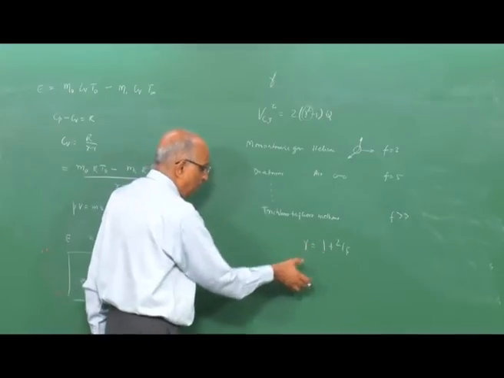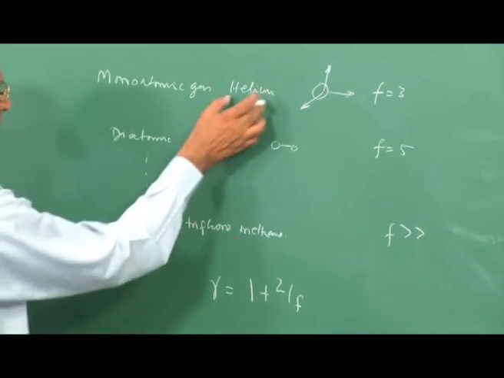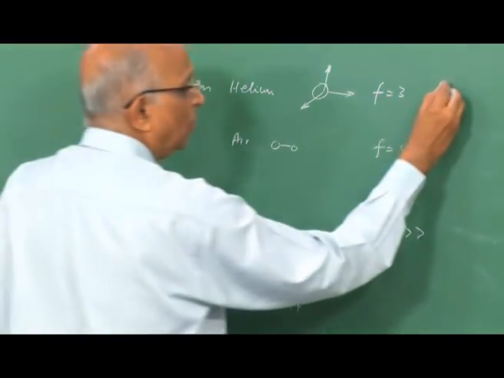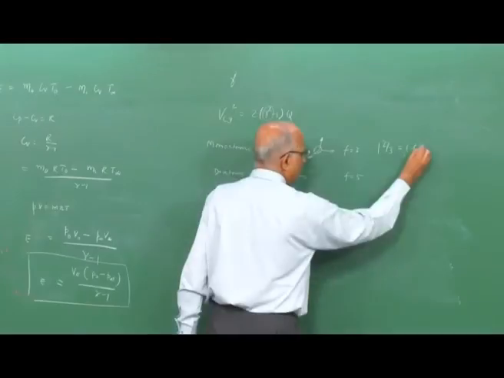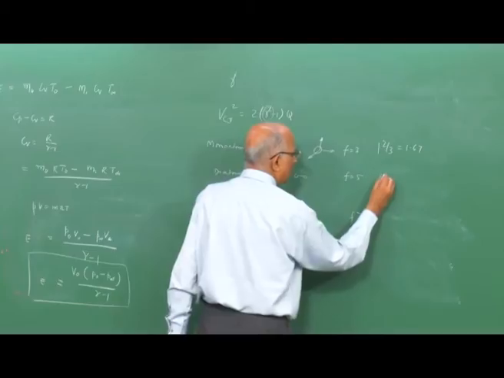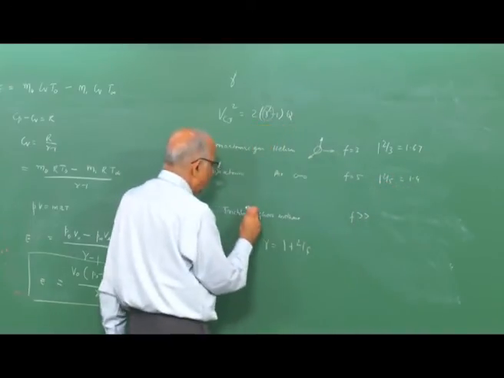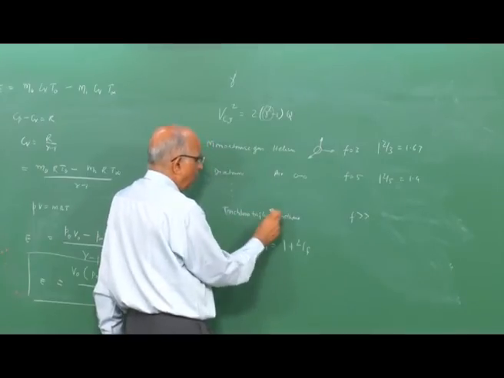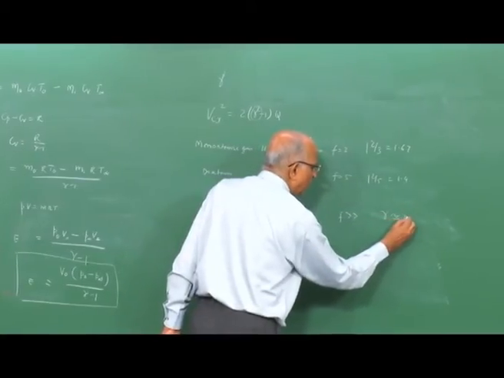This comes from the kinetic theory of gases, and therefore you find that for monatomic gases such as helium, which has a degree of freedom of 3, the value of gamma is 5 by 3, which is equal to 1.67. For a diatomic gas, it is 7 by 5, which is equal to 1.4. And for a gas like trifluoromethane or difluoromethane, gamma is of the order of around 1.1.